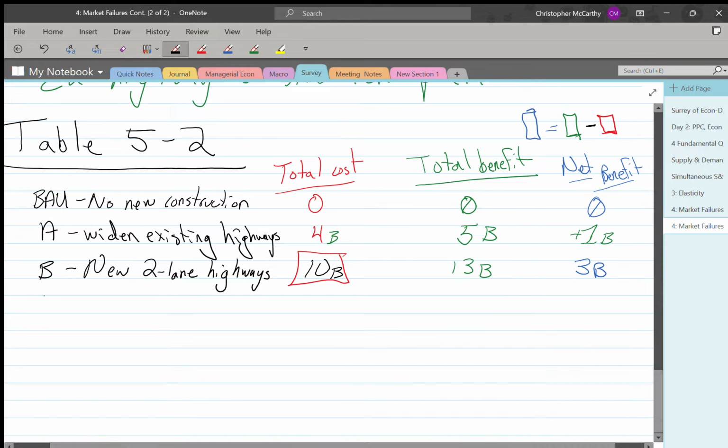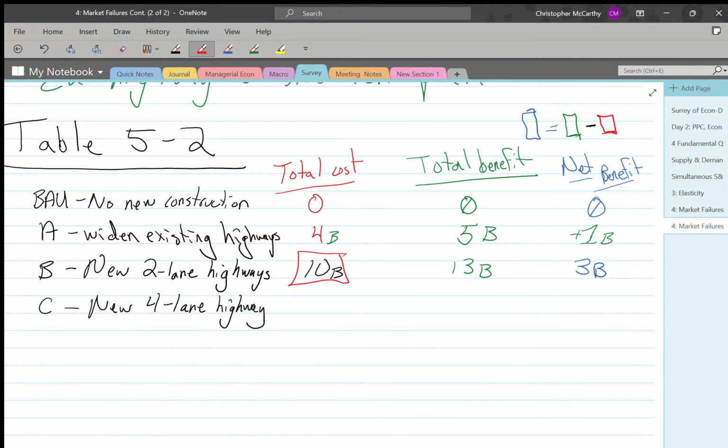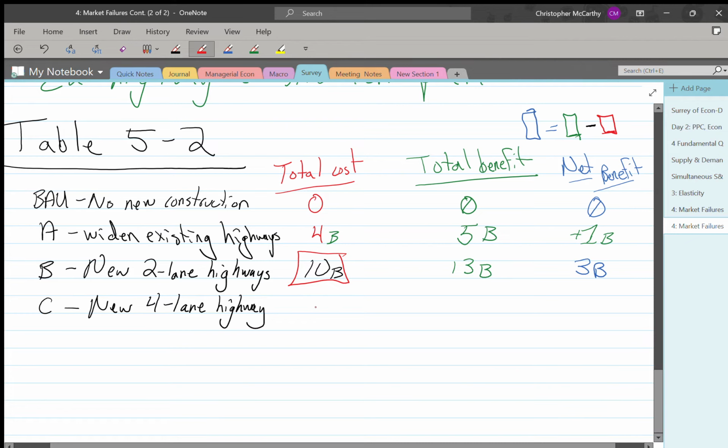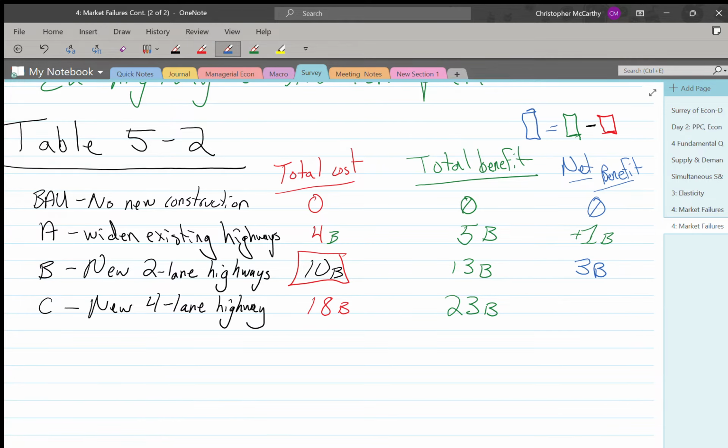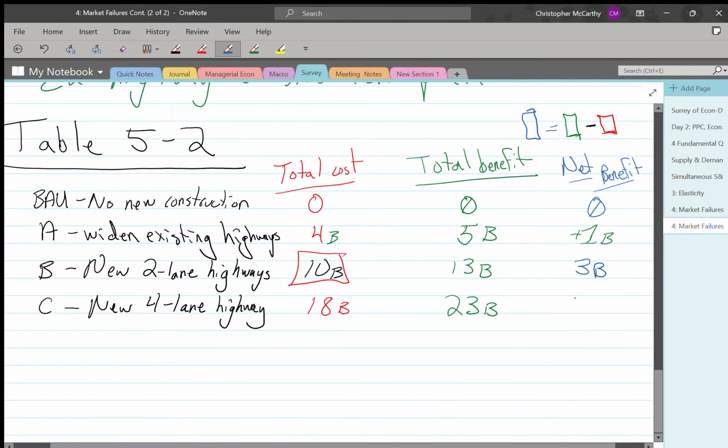So then we want to go ahead and check out C, an even more expensive plan with a new 4-lane highway. The total cost here is going to be $18 billion. The total benefit here is $23 billion. So our net benefit is just the difference between our total benefit and the total cost. 23 billion minus 18 billion gives us positive 5 billion.